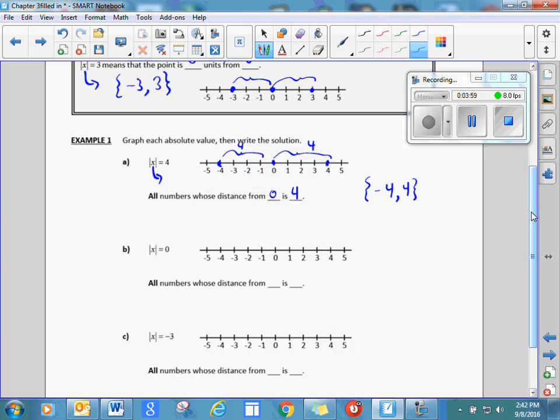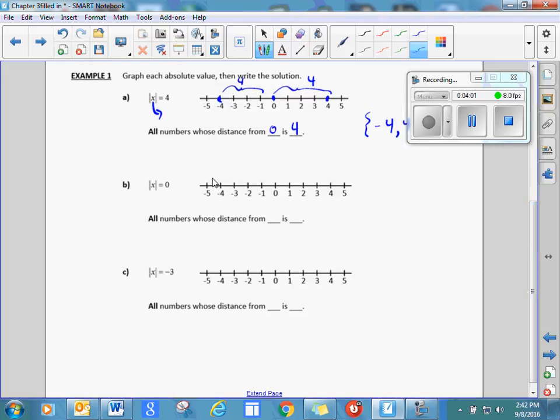Let's look at the second example, part B for example number 1. Now I'm telling you, okay, now I want to know all of the possibilities that are 0 units from 0. Well, if you start on 0 and you don't move any units, you move 0 units, you are right there. And there's only one answer to this equation. 0 is the only number that when you plug it in here, it makes a true statement.